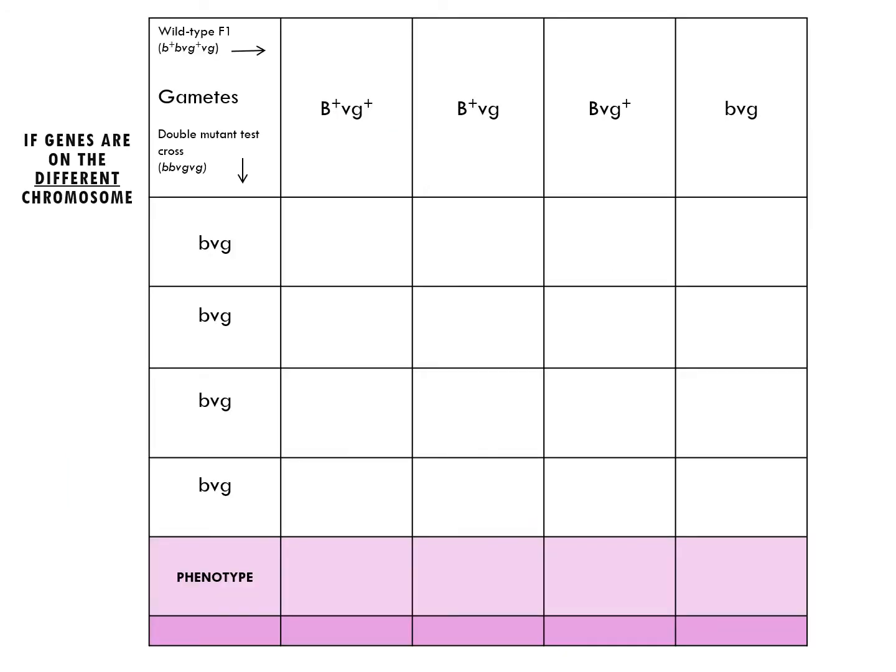So when we make our Punnett square, we have our mama fly on the top, and then we have our double mutant test cross dad fly on the side, okay? So we have all of our combinations from our mama fly and all of the combinations from our double mutant. And if we were to fill this out, we would end up with a certain ratio. So let's fill out just the top portion because all of the other rows beneath it are going to be exactly the same. So we have B plus B, VG plus VG on that one.